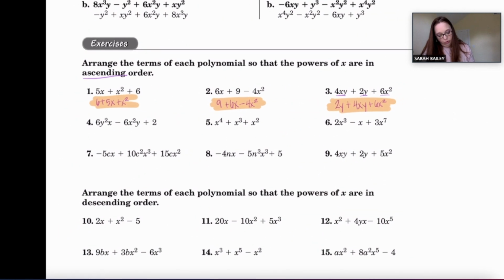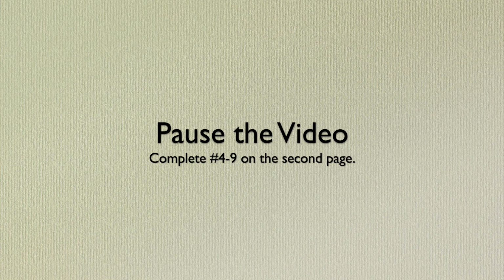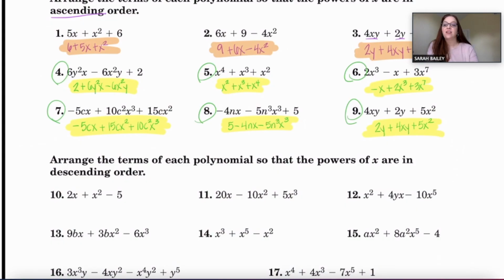Okay, so now you try. Do 4 through 9. So pause the video and do 4 through 9 now. Okay, so now you're back. You're checking over your answers for 4 through 9. So go ahead and pause the video and do that now. Okay, great. So hopefully you're good with all that. Again, any questions, jot them down so that you can bring them up to me.